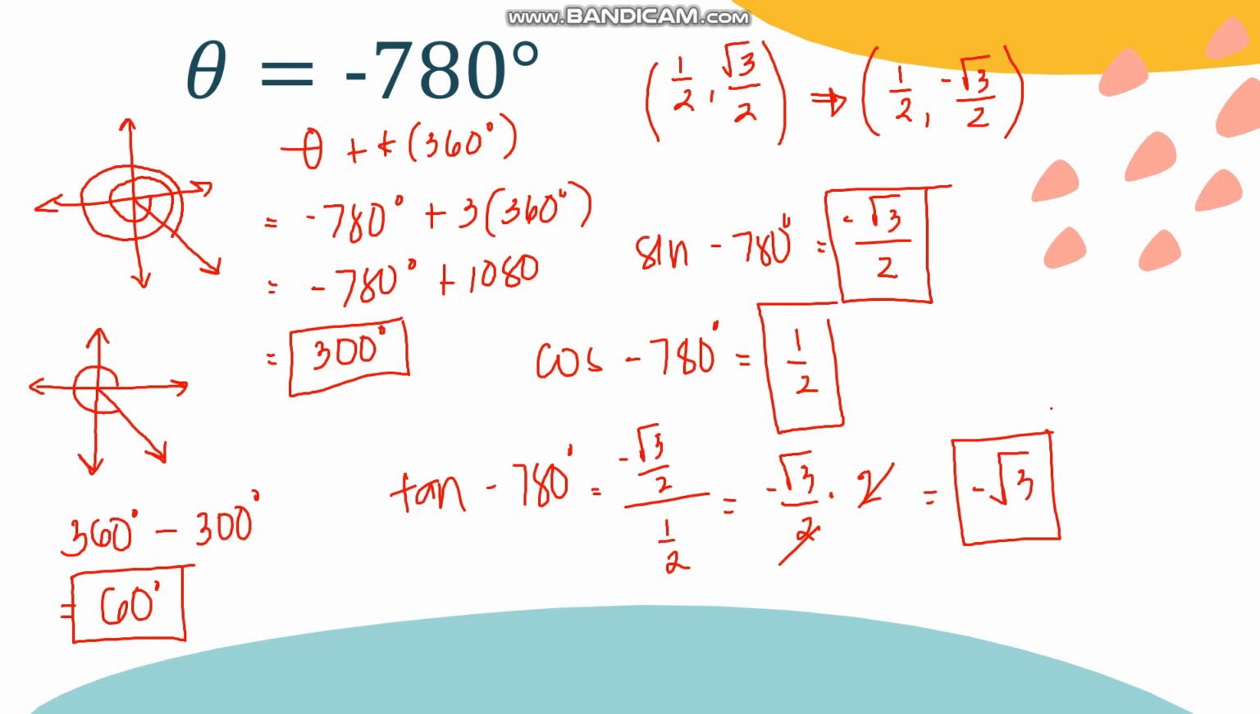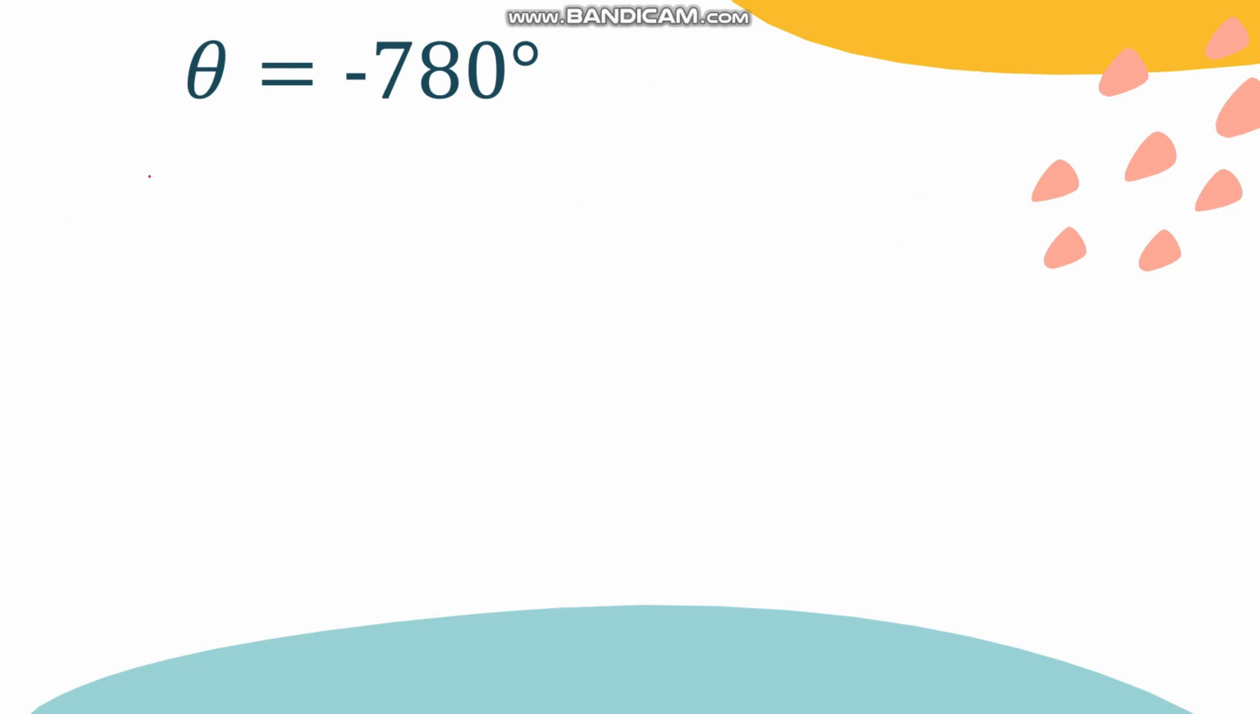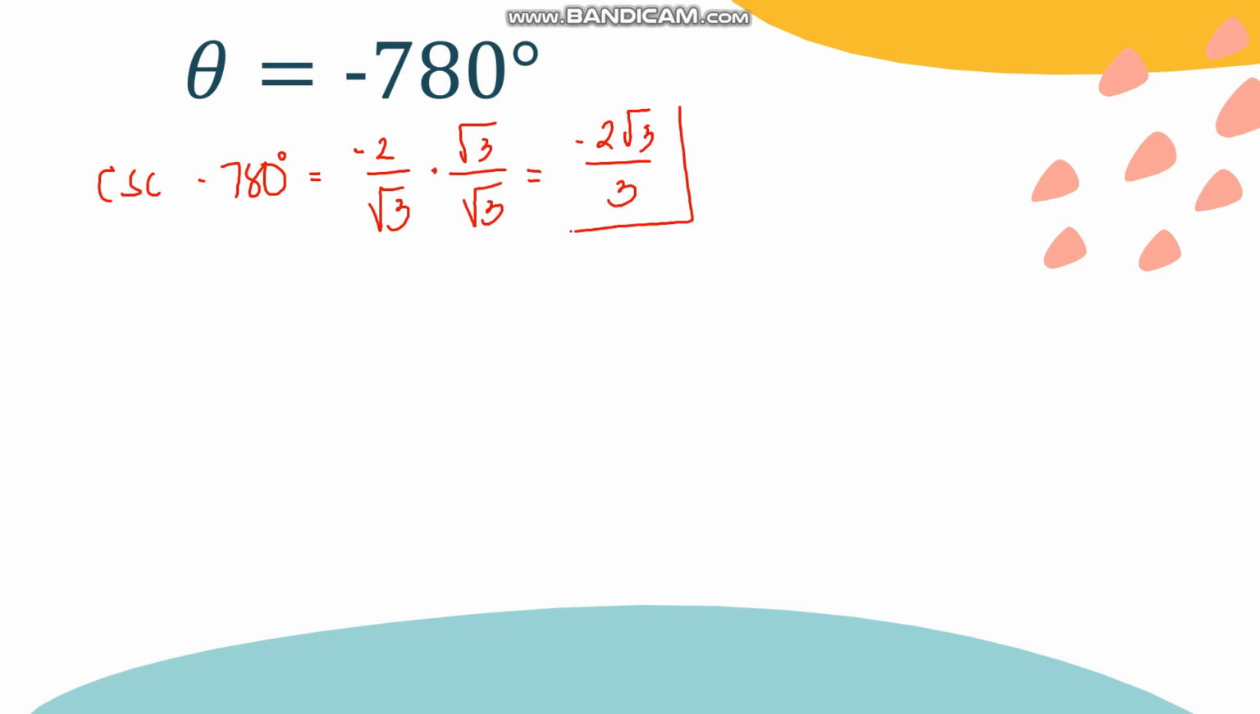And then for the rest, again, what we will do is just get the reciprocal of the first three. So for the cosecant of negative 780 degrees, this is just the reciprocal of our sine. Therefore, we have negative 2 over square root of 3. And then rationalize. So this will be negative 2 square root of 3 all over 3. That will be our cosecant.